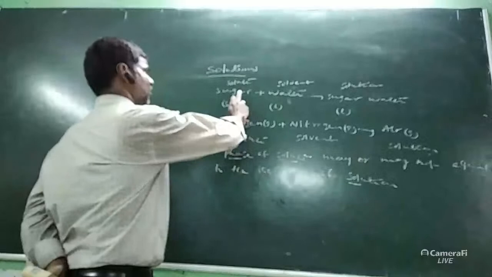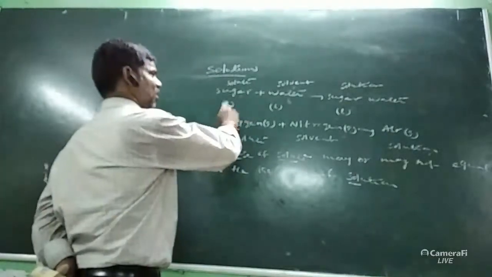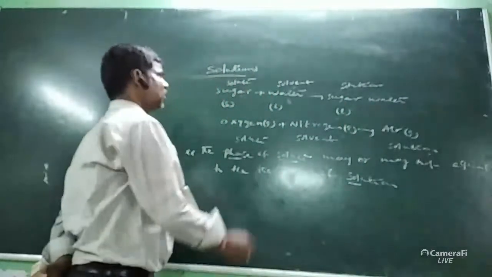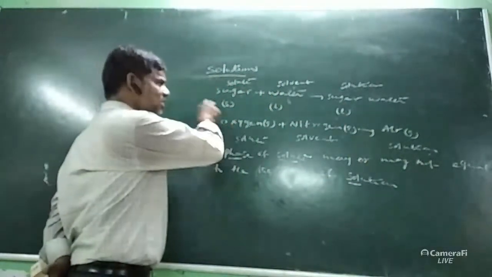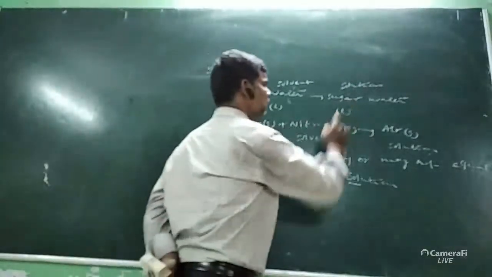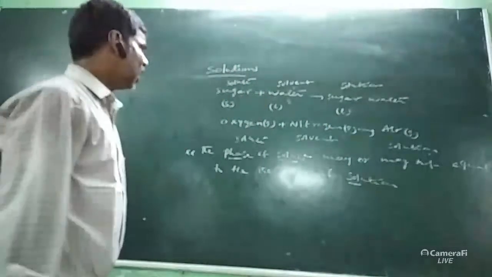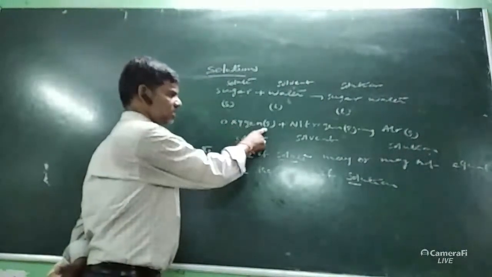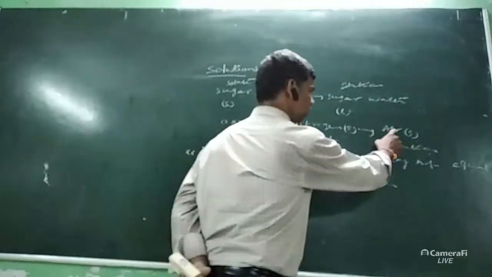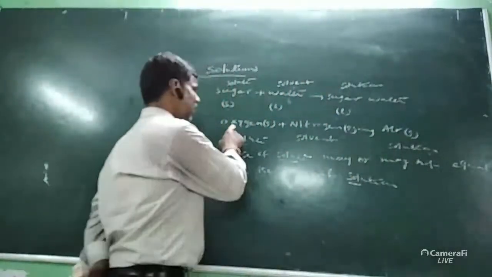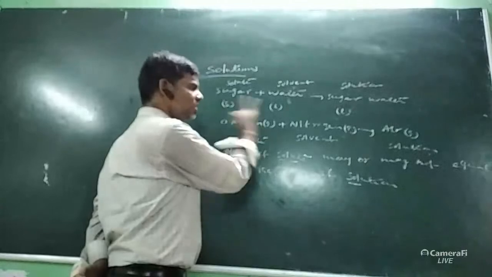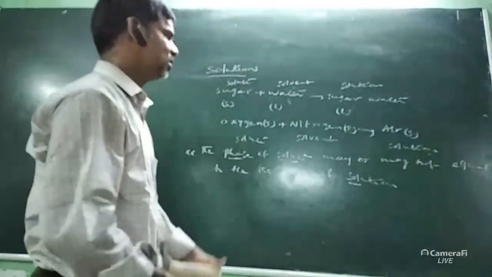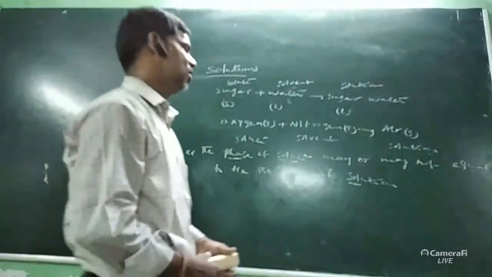Suppose we have the phase of sugar is solid, but the phase of solution is liquid. So here the phase of sugar is not equal to the phase of sugar solution. And coming to here, we have oxygen as solute. The phase of oxygen is gas, and the phase of solution is also gas. Here the phase of solute is equal to the phase of solution, but it will not happen always.